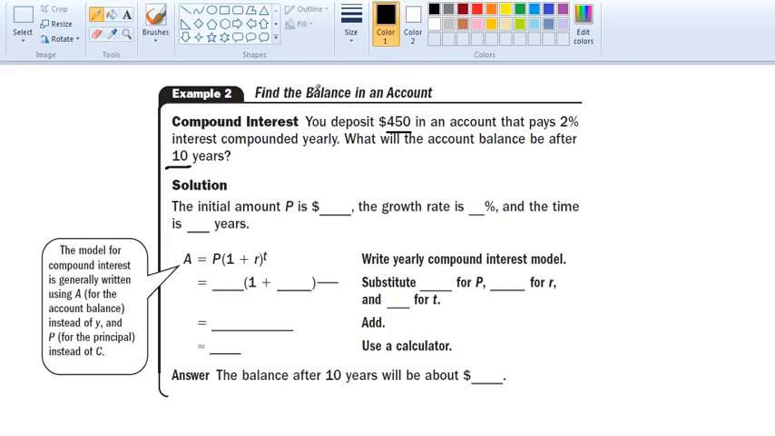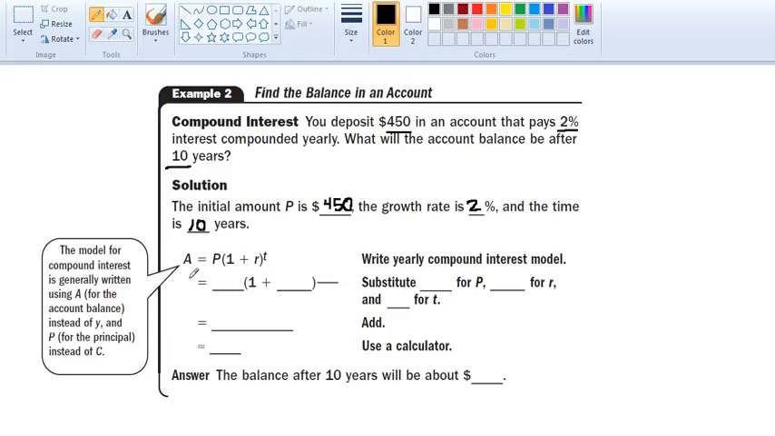And we want to know what it's worth after 10 years. So the money we're putting in is $450. It's going to pay 2%, which is 0.02. And we want to figure out what we're going to have after 10 years. So the initial amount, the P that we're putting in there, the principal, in the previous example, we called this C. We're going to call it P here. That initial principal is 450. The growth rate is 2%, and the time we're using is 10 years.